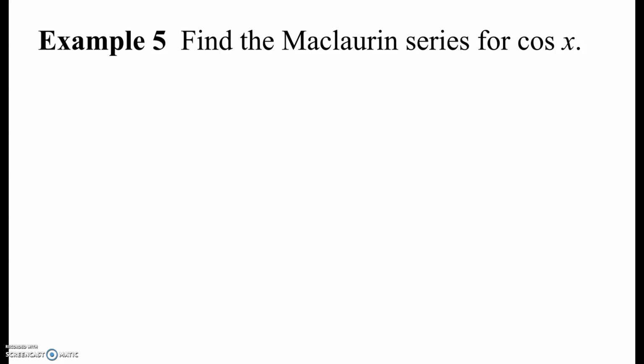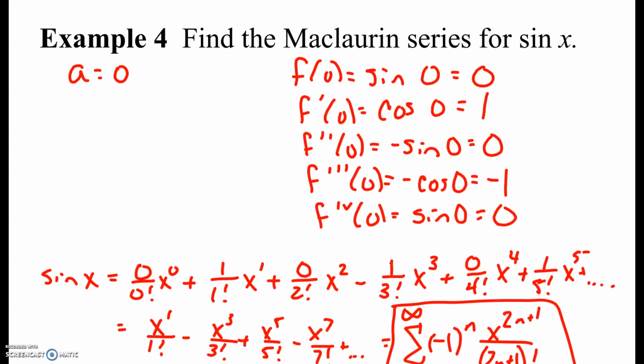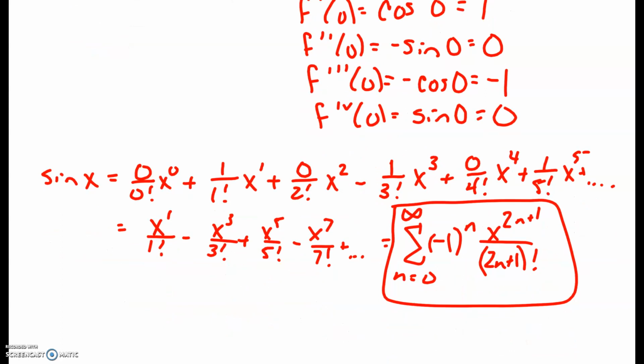Okay, continuing with our study of Taylor series and Maclaurin series, we're going to find the Maclaurin series for cosine of x. If we look back at sine of x, we had the series n goes from 0 to infinity of -1 to the n, x to the 2n plus 1 over 2n plus 1 factorial.